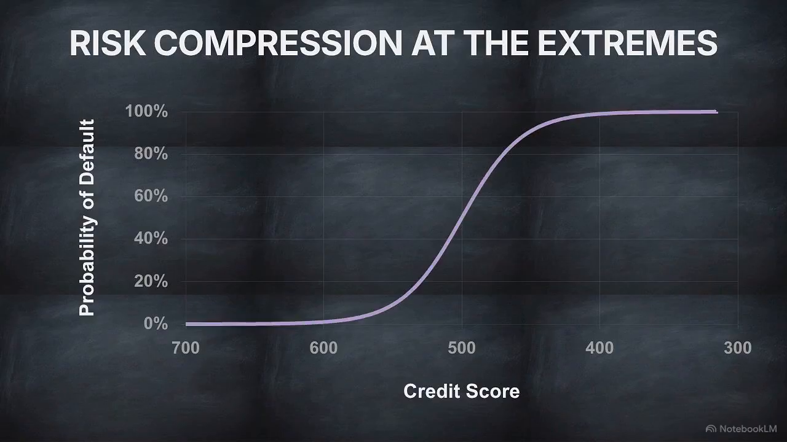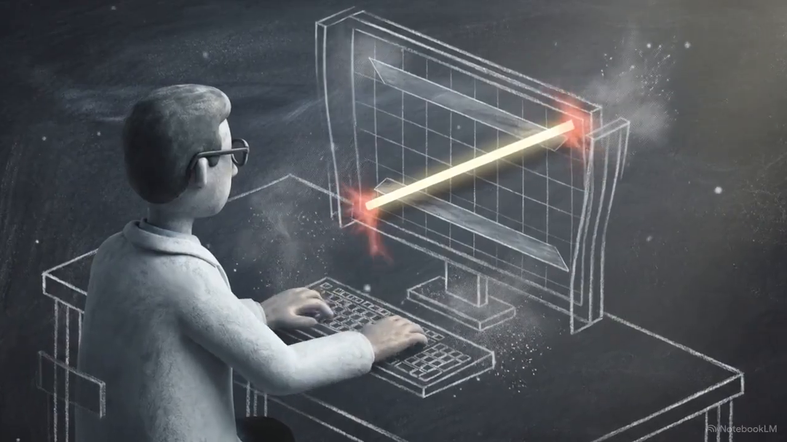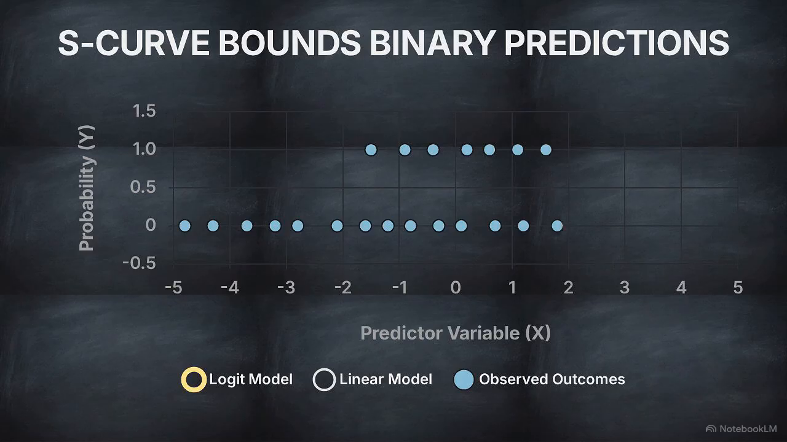Furthermore, real-world probabilities do not move at a constant linear rate. If a borrower is already at a 99% chance of default, a 10-point drop in their credit score cannot increase their risk at the same rate it would for someone sitting right at 50%. The probability must compress as it approaches the upper and lower boundaries. A straight line cannot compress. So, what structural transformation allows us to accurately model a binary outcome?